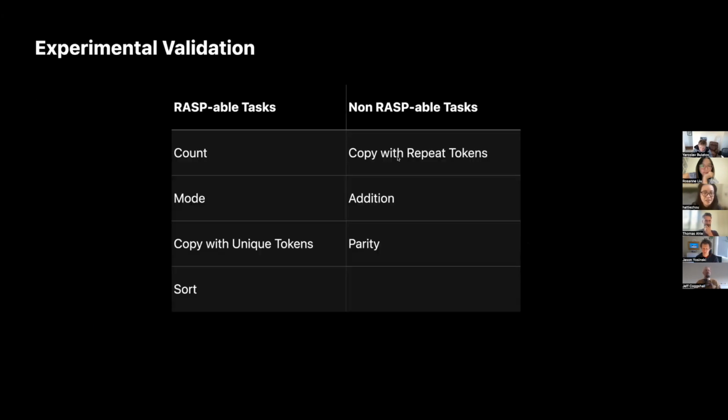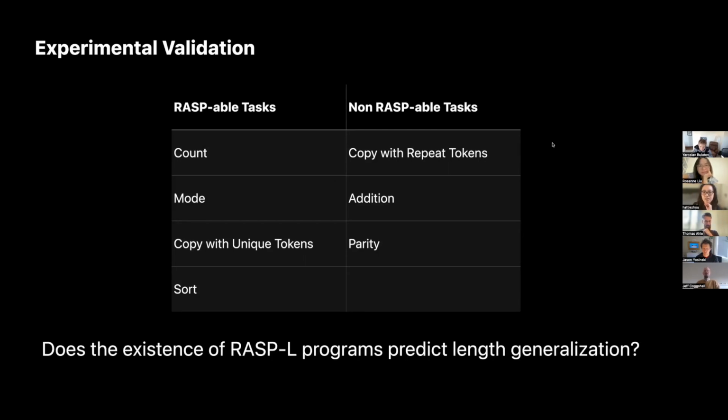So let's see, how do we validate this hypothesis? We can come up with a set of tasks that we know have RASP-L solutions and a set of tasks that we don't know, at least, if a solution exists. And we can evaluate models trained on these tasks and see if the generalization performance corresponds to whether they have RASP-L solutions or not.